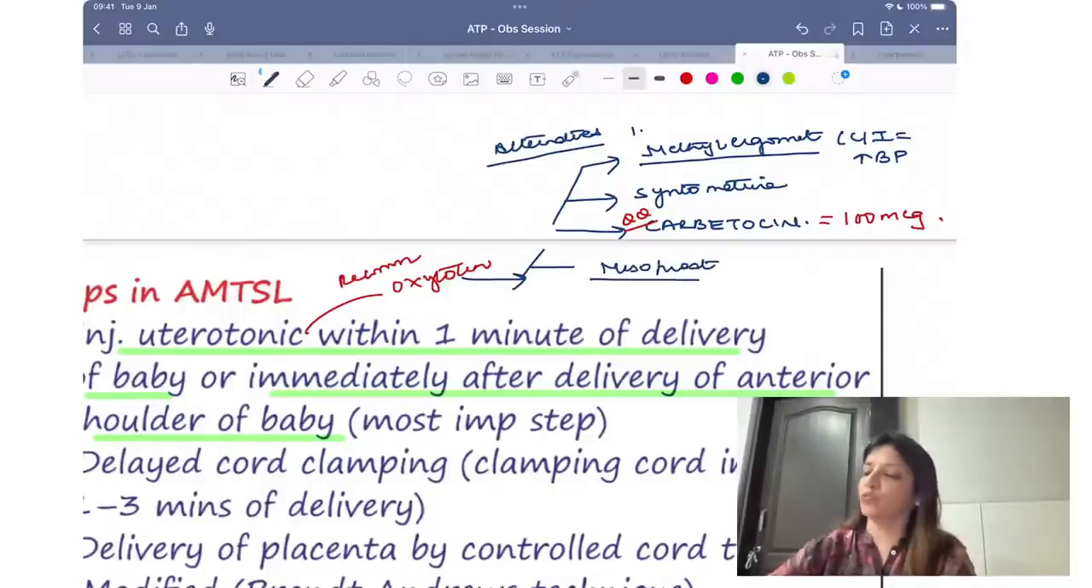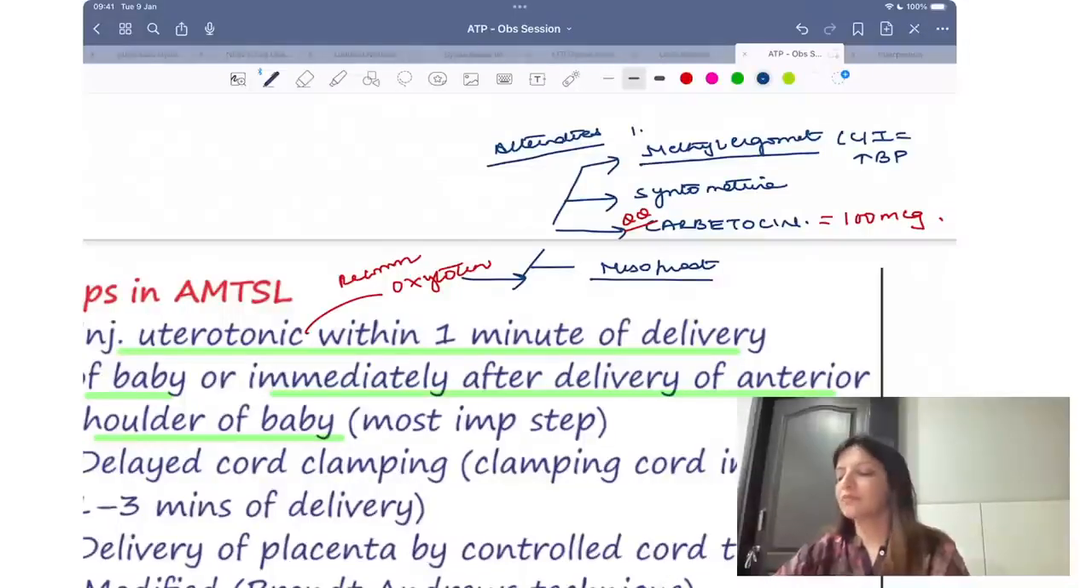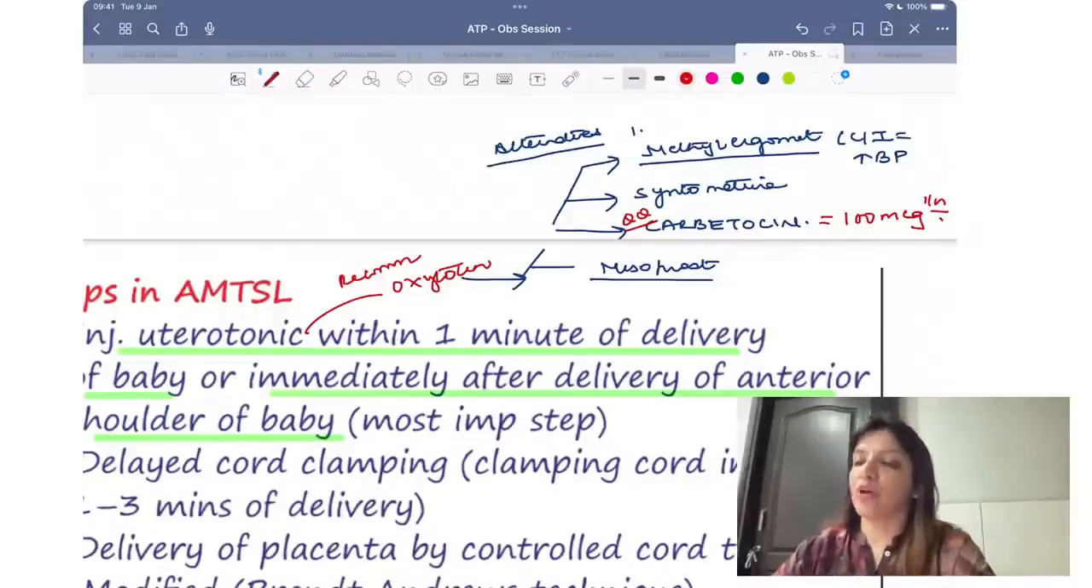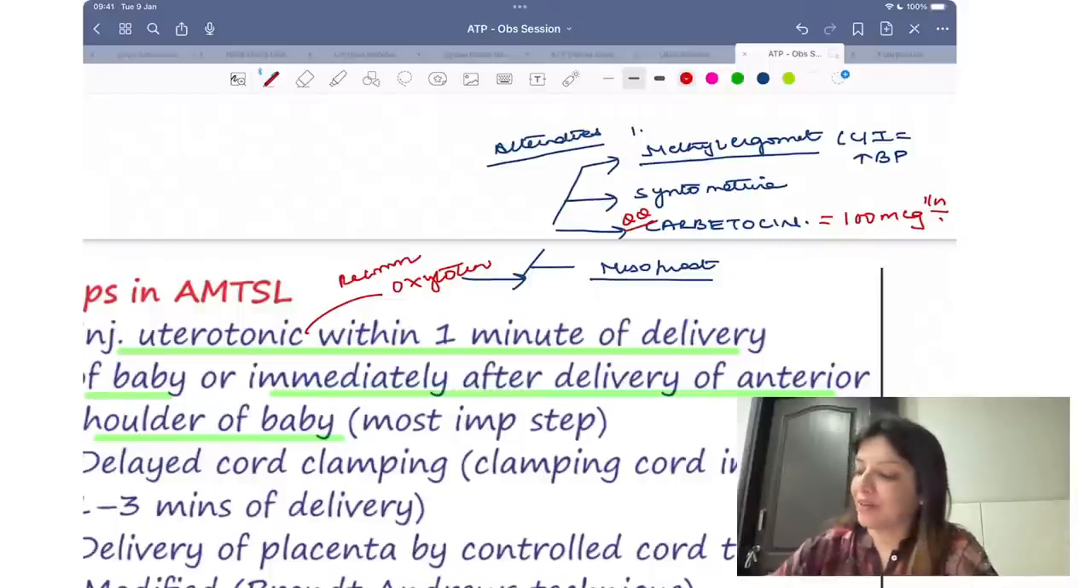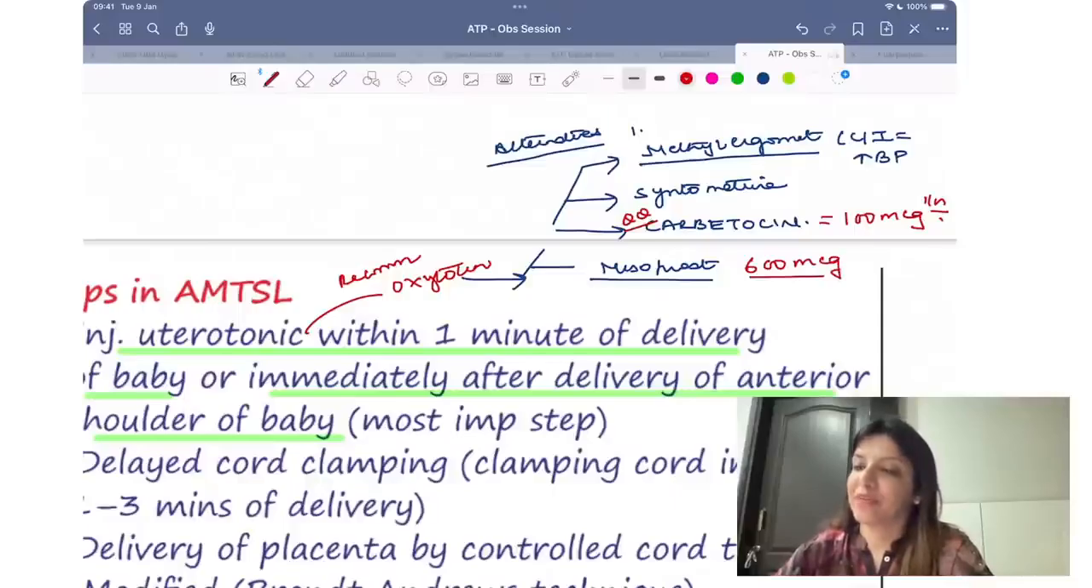Tell me the dose of misoprostol for AMTSL. Those of you who are writing 100 milligrams, please remember it is 100 micrograms IV, slow IV. Misoprostol. Dose of misoprostol for AMTSL. 800 micrograms. Think again. 800 micrograms for AMTSL. 600 micrograms. Very good. 600 micrograms.